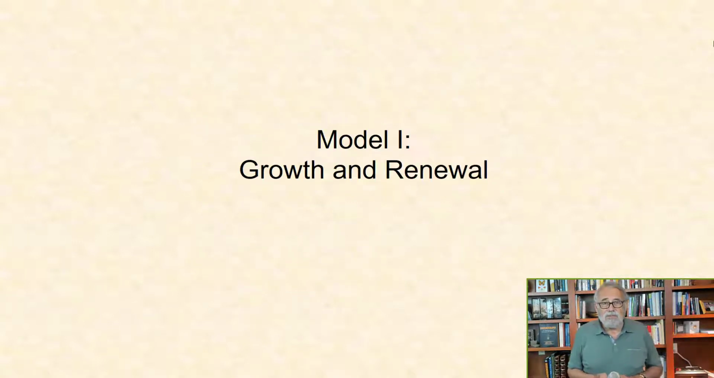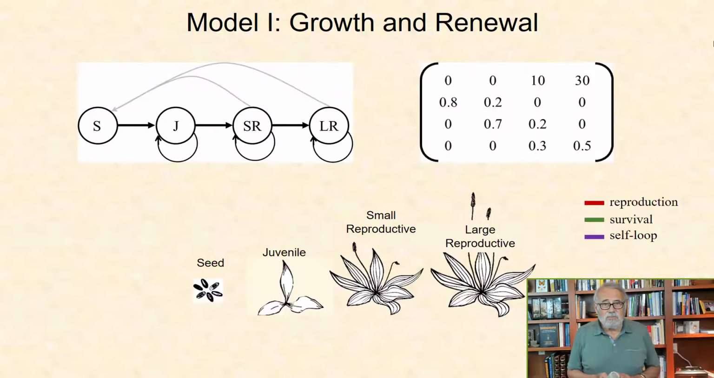Model 1, growth and renewal. This first model shows growth and renewal and includes four stages: seed, juvenile, small reproductive, and large reproductive. The corresponding matrix elements for the transitions between each of these stages are given here. At the seed stage, individuals either transition into the juvenile stage with a probability of 0.8 or they die. In other words, there is no dormancy.